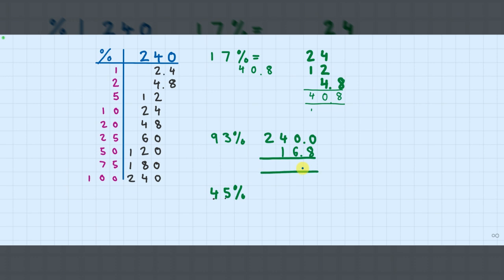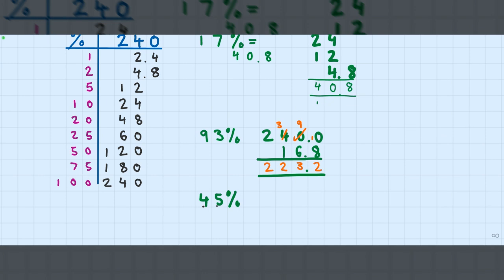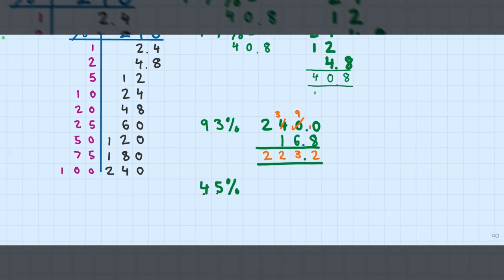And let's just show that in a column method. I could borrow from there to make that 10, make that 9, make that 10 again. 2, 3, 2, 2. So 223.2 would be 93%.